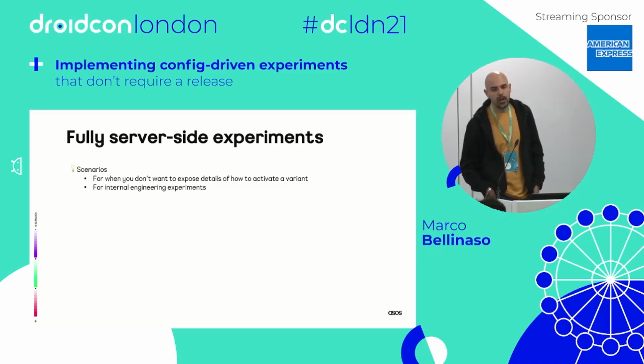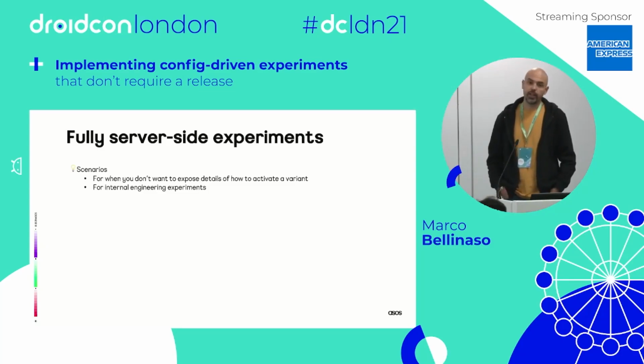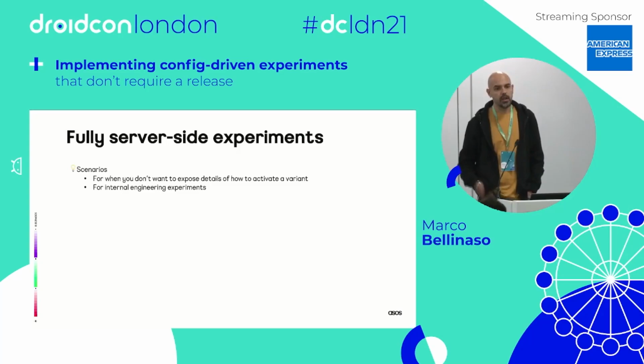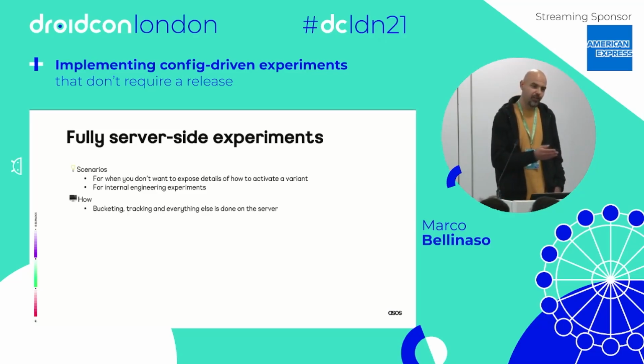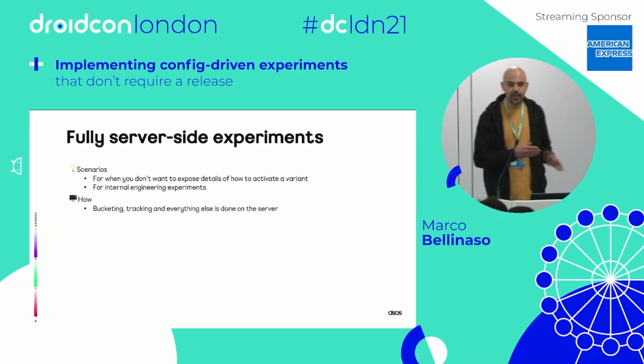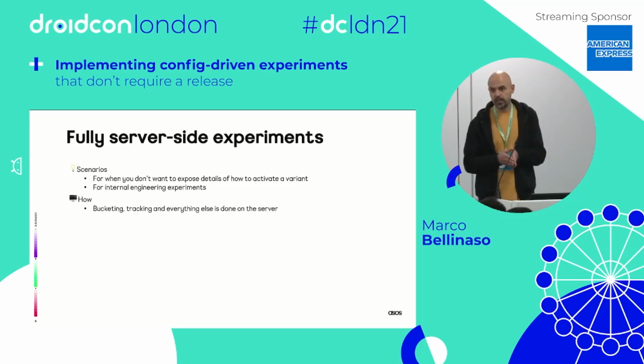Or maybe for when you want to do engineering experiments. So for example, you might want to see if by changing the schema of a database table, or if you introduce caching, or if you change the technology for something that you use on the backend, that brings better performance, or if it increases the number of concurrent requests that the backend can handle. The way it works, similarly to the full client-side experiment, is that everything is done on one platform, but in this case it is the server side.